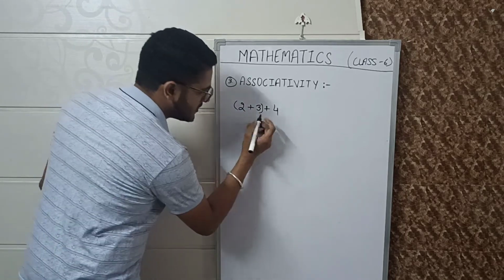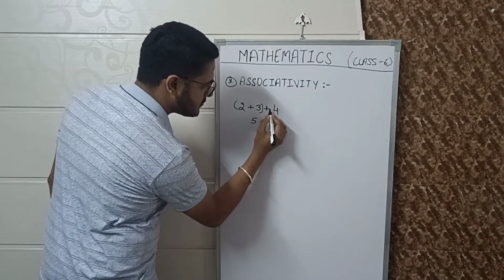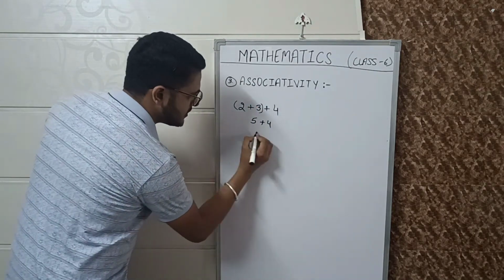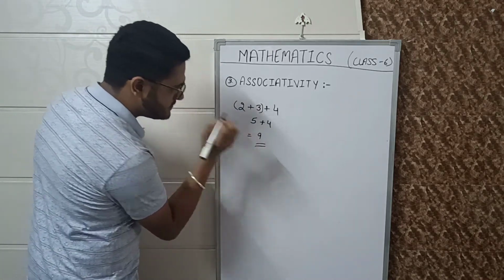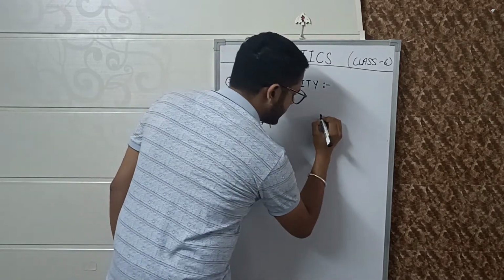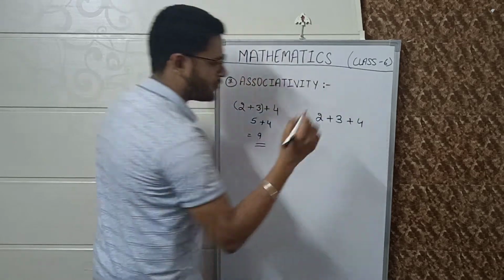Now first add these two numbers. 2 plus 3 is 5, right? Then what we are remaining with is plus 4. Now 5 plus 4 is 9, right? So 9 is our answer. Now take this thing again, 2 plus 3 plus 4.